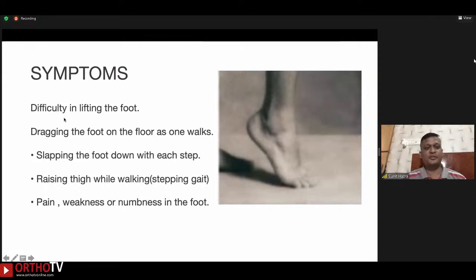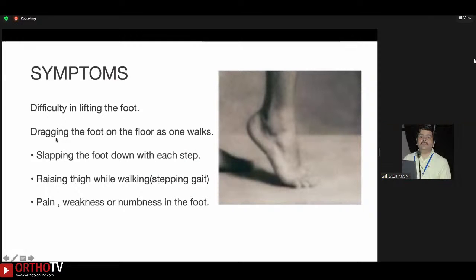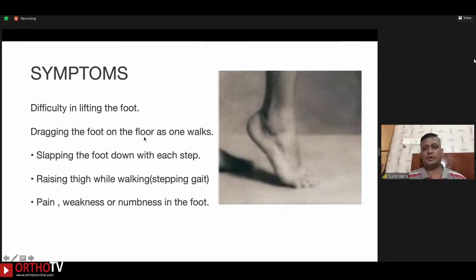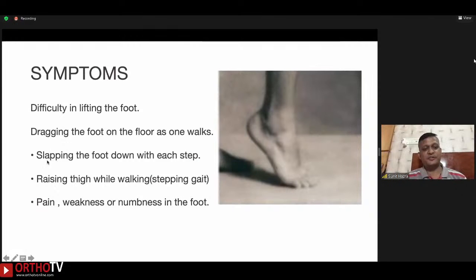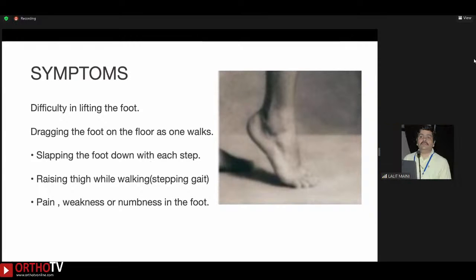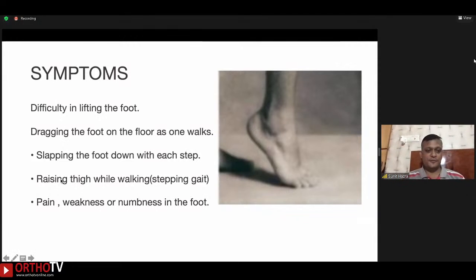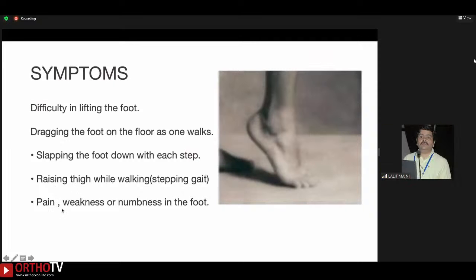The patient usually presents with difficulty in lifting the foot, and usually comes dragging the foot on the floor as he walks, because dorsiflexion is usually completely absent. You can see the patient slapping the foot down with each step. Whenever the patient puts one step forward, the entire foot slaps on the floor rather than touching the heel first. The patient will raise the thigh to lift the foot, and there will be pain, weakness and numbness in the foot as well.